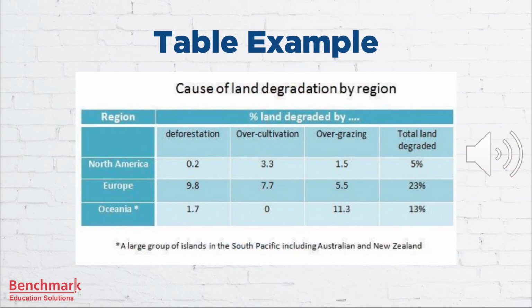This table shows the cause of land degradation by region. Europe has the highest percentage of total land degradation, 23%, in comparison with 13% in Oceania and 5% in North America. Europe has the highest percentage of deforestation, with 9.8%. Overcultivation is also a major problem in Europe, somewhat less of a problem in North America, and no problem at all in Oceania. Overgrazing has the least impact in North America, although 11.3% of land in Oceania has been degraded in this way.